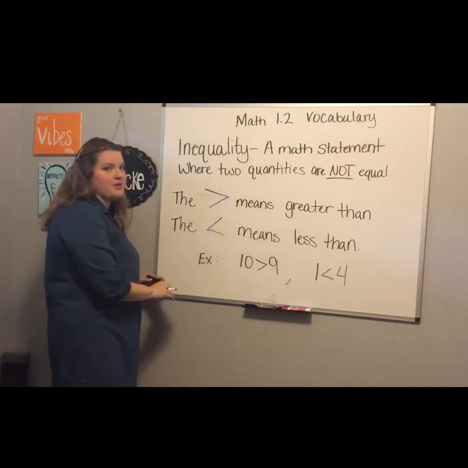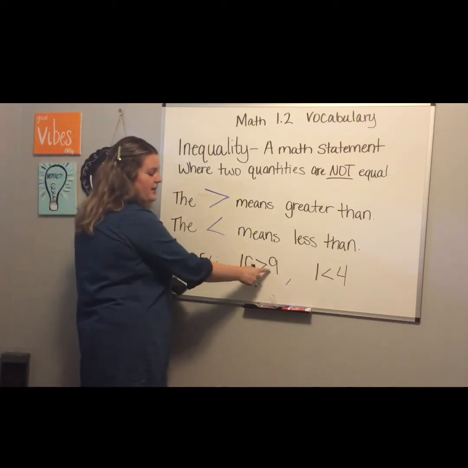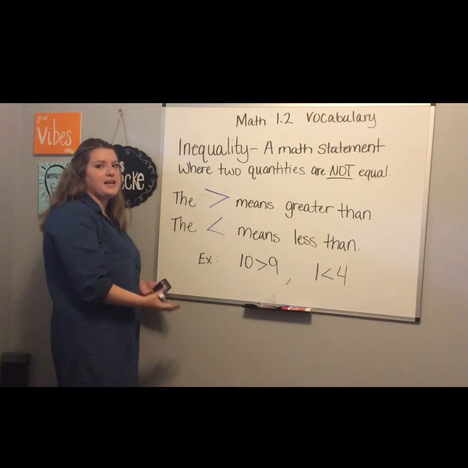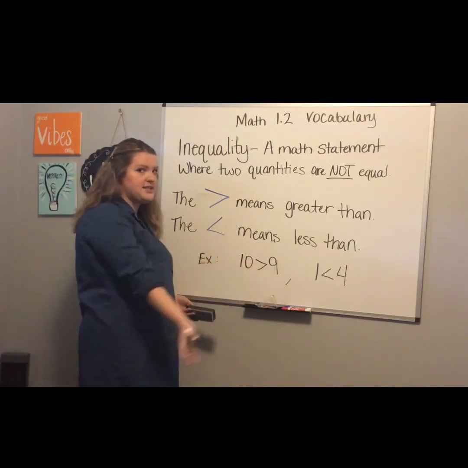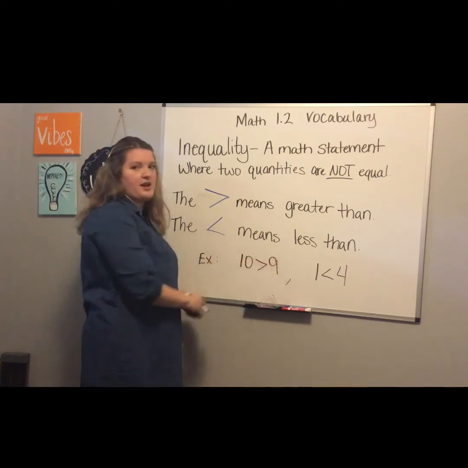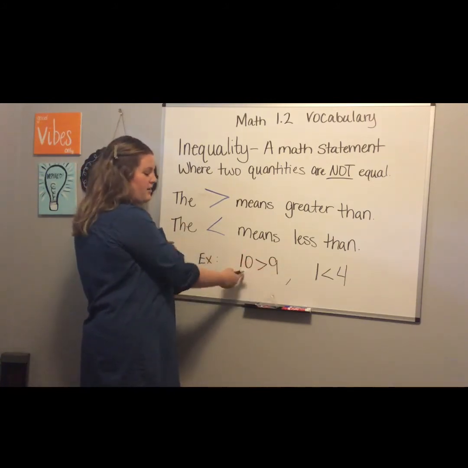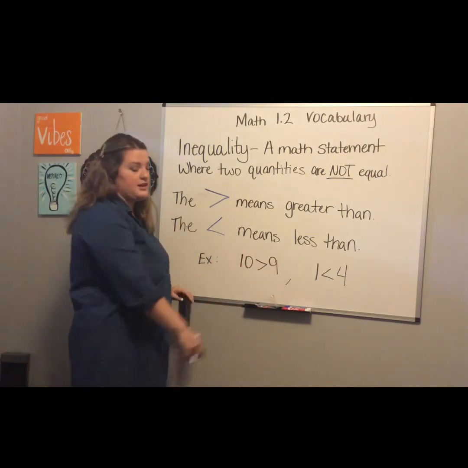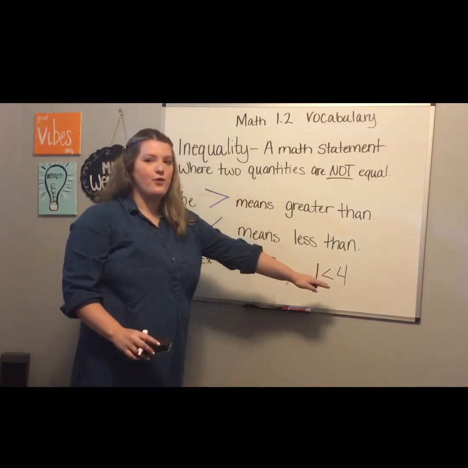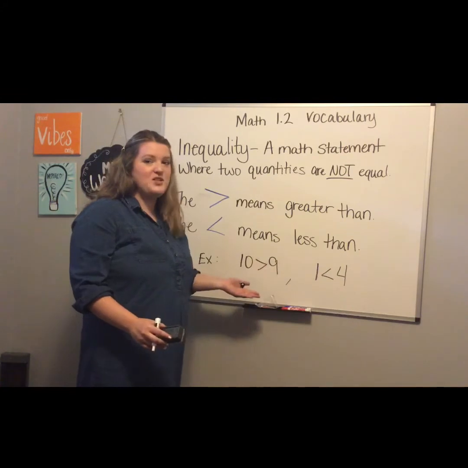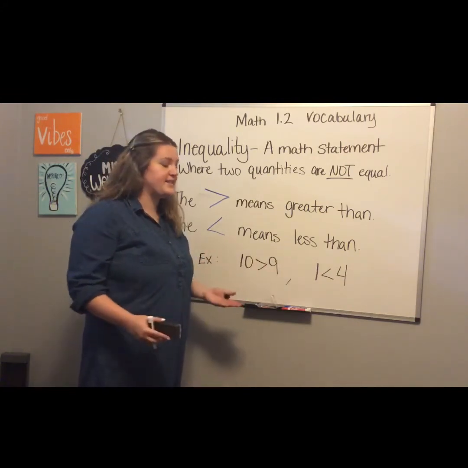For example, 10 is greater than 9. That's how you would read that inequality. There's no equal sign because 10 doesn't equal 9. It is greater than 9. So that is an inequality. Now the other inequality I wrote as an example is 1 is less than 4. That's because 1 doesn't equal 4. 1 is less than 4.